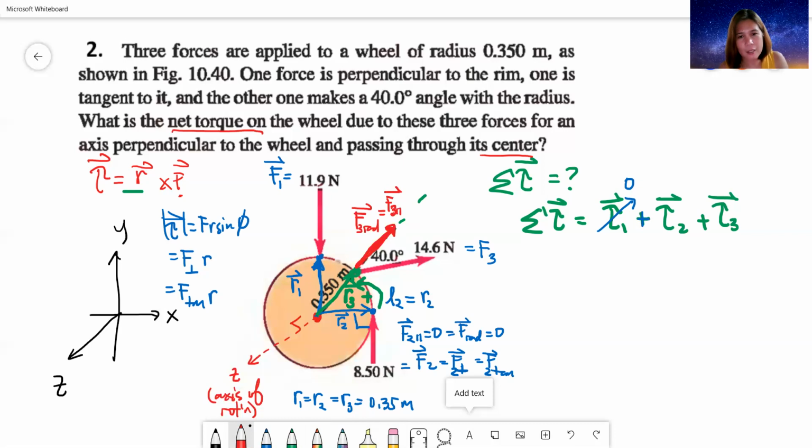And then, this vector now would be the F3 perpendicular to R. Ito na siya, perpendicular to R. Or F3 tangential. It's tangential to the circular path. So, si F radial, this will have 0 torque. Ito lang si F3 perpendicular ang merong torque. Okay? So if F3 perpendicular is applied, it will cause a clockwise rotation of the wheel. So it will have a negative torque.